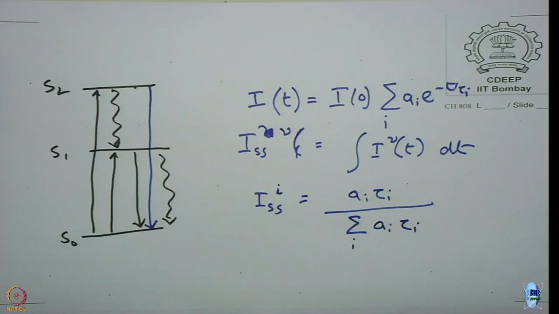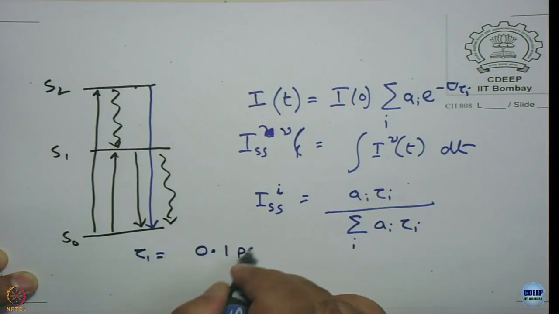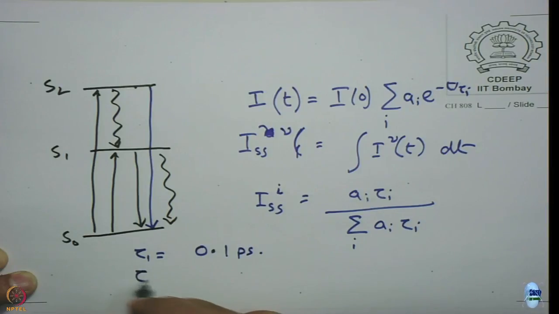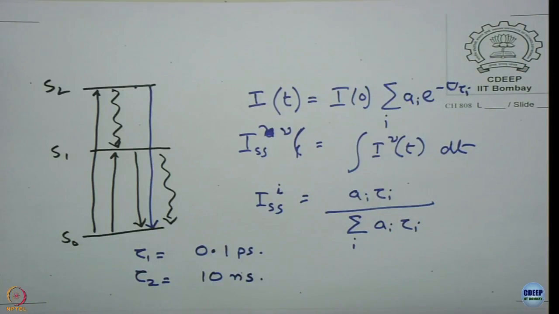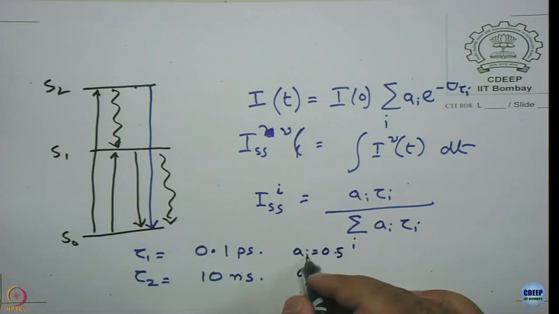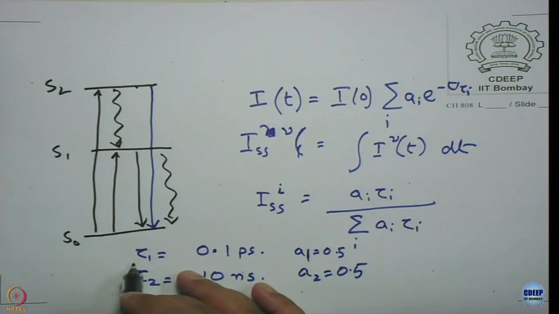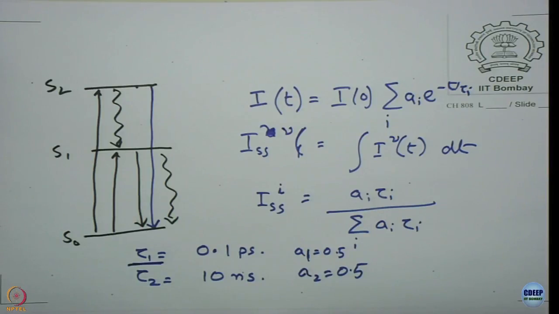Now, see, suppose I have a 2 exponential decay, by exponential decay. Tau 1 is something like 0.1 picosecond, and I will exaggerate just to bring out the fact. Tau 2, let us say, is 10 nanosecond. Okay? And let us say they contribute 50-50, A1 is 0.5 and A2 is also 0.5. What will be the contribution of this tau 1 species associated with tau 1, what will be the contribution to the steady state intensity?